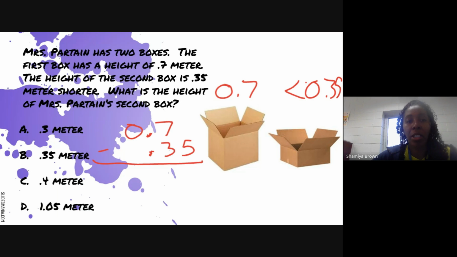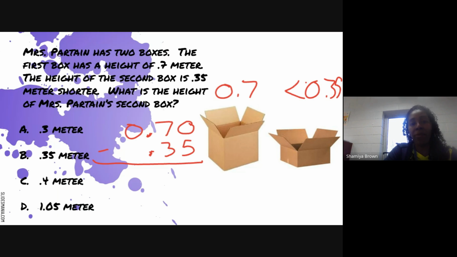So I have a 7 in the tenths place on this number, and I have a 3 in the tenths place on this number. So they have to be stacked up on top of each other. And then in this number, I have a 5, but in this number, I don't have anything in the hundreds place. So since I'm subtracting, I have to put a 0 up here to make it easier for me to work through this. So now I can do my subtraction.